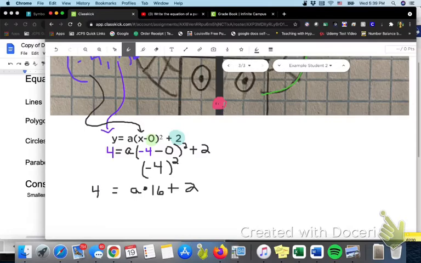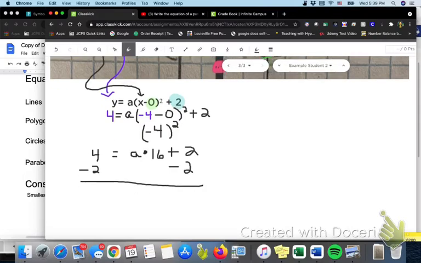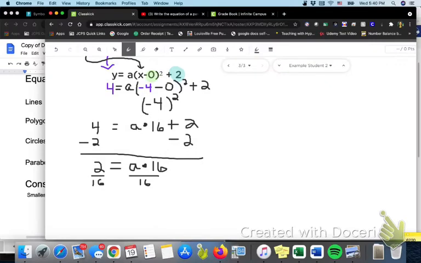So now we're just going to solve this equation like you would solve any other equation, by isolating the variable. So I'm going to subtract 2 on both sides. Sorry, that is not a straight line at all. So 4 minus 2 gives me 2 over here. And then I've got a times 16. So to get rid of that 16 in order to isolate the a, we need to cancel out that multiplication by dividing both sides by 16. And so I've got my isolated a over here on this side.